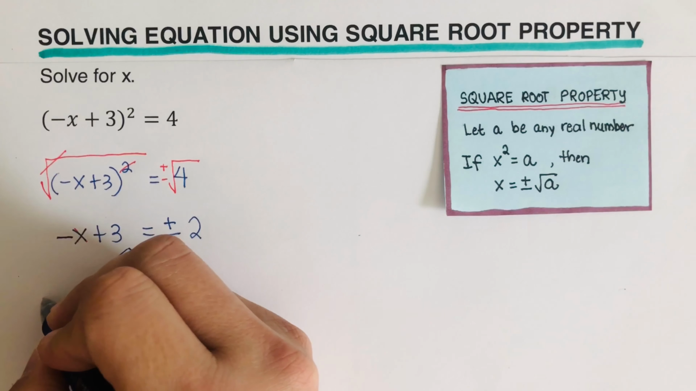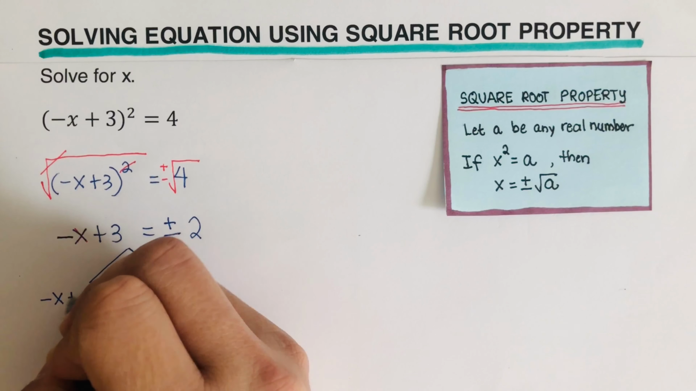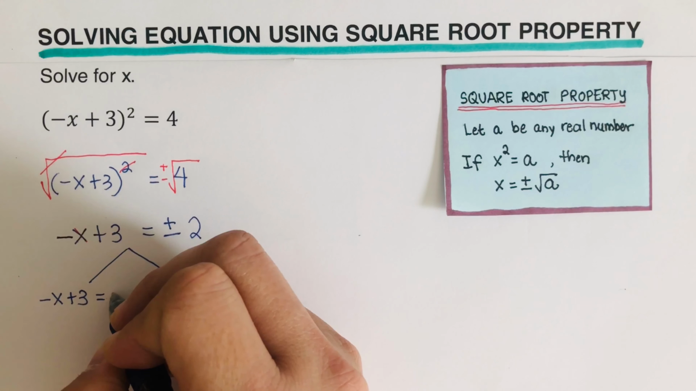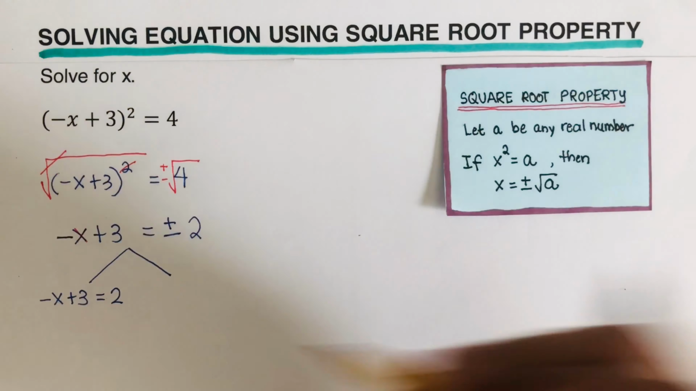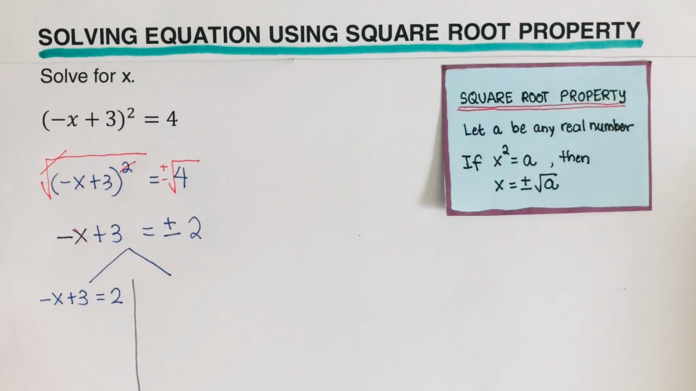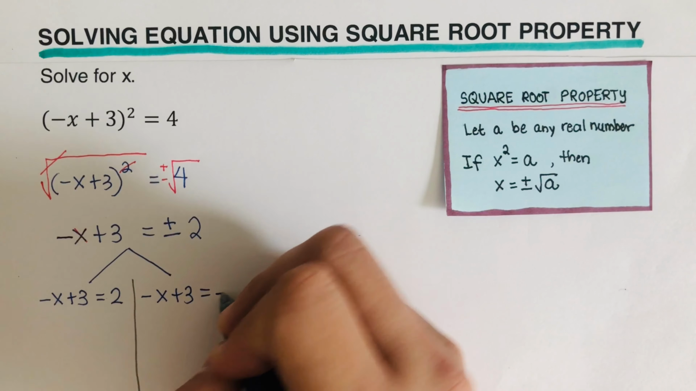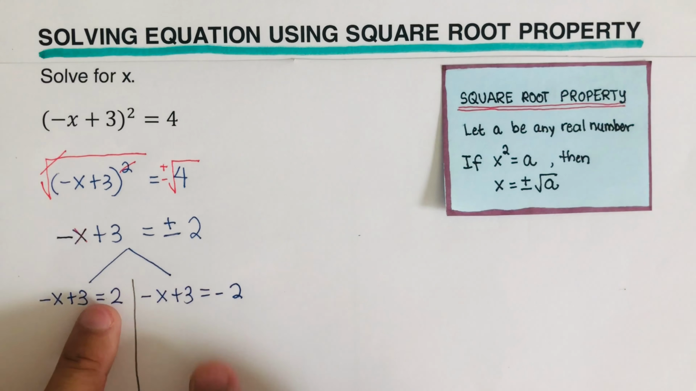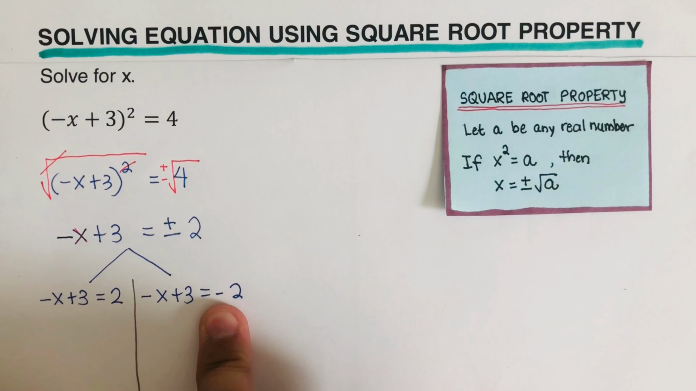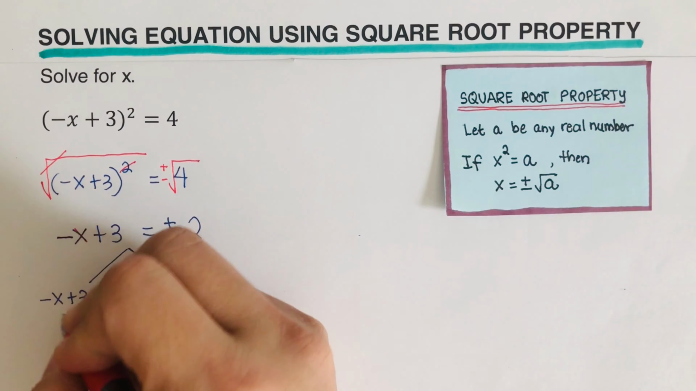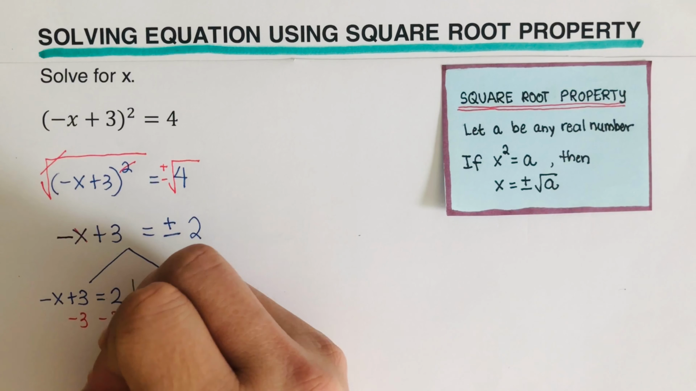So the first part would be negative x plus 3 equals positive 2. So that's the first one. And then the other solution would come from the equation negative x plus 3 equals negative 2. So the two components, the positive and the negative. So then we do the math here. It's going to be a minus 3 and minus 3.